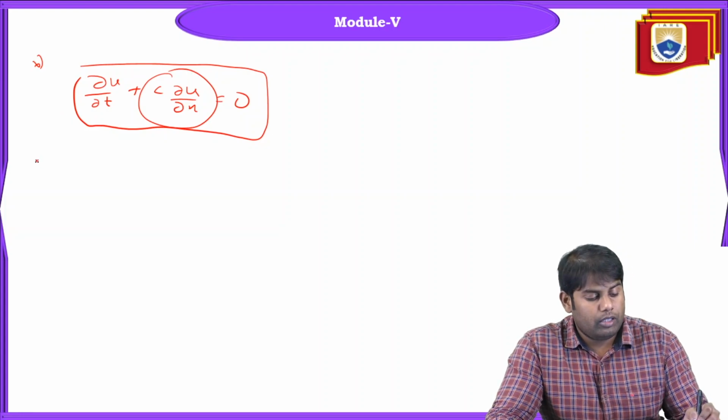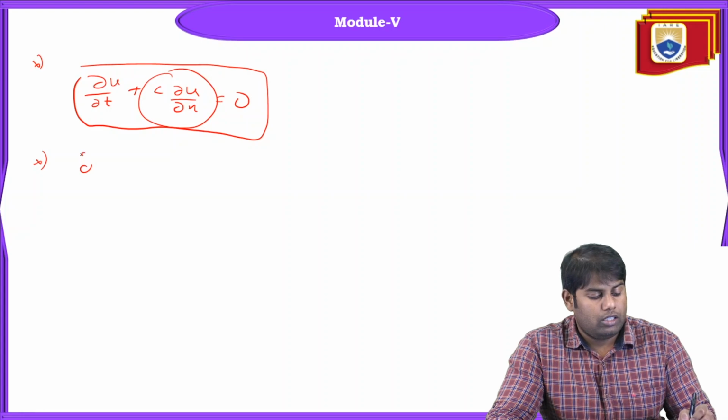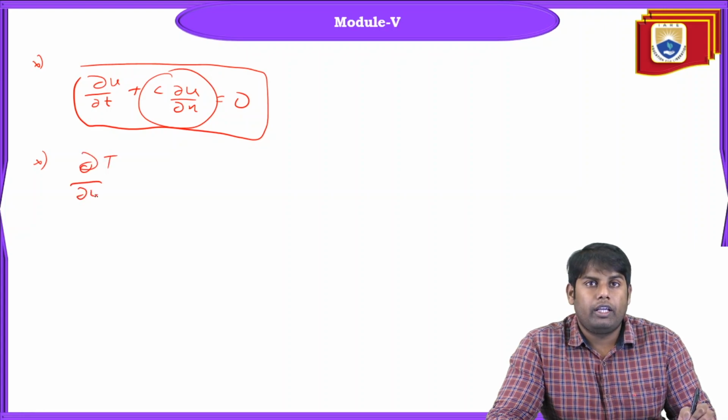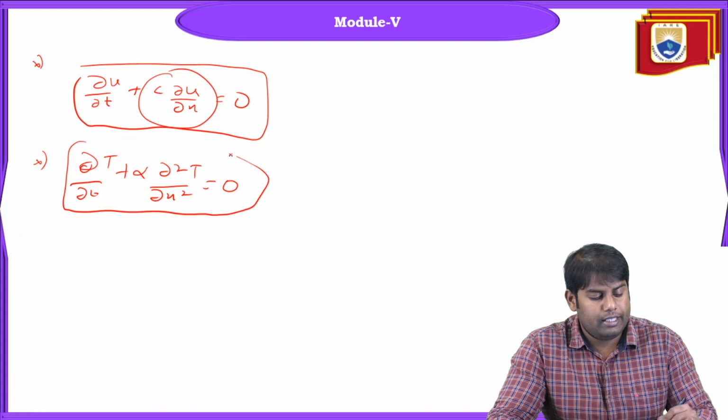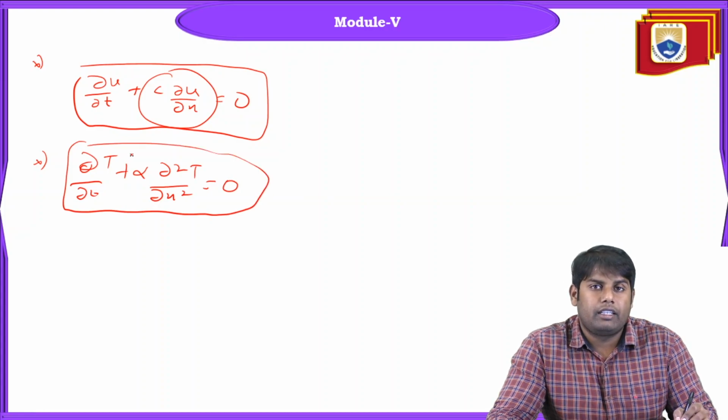Another example, for diffusion, is let's say you have dou T by dou t plus alpha dou square T by dou x square equal to 0. This is a transient, unsteady thermal diffusion equation, where this alpha terminology corresponds to the diffusion term.